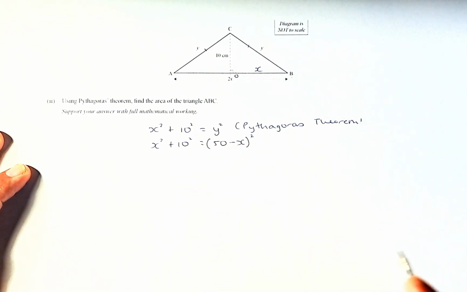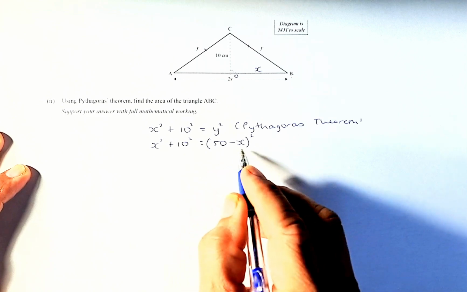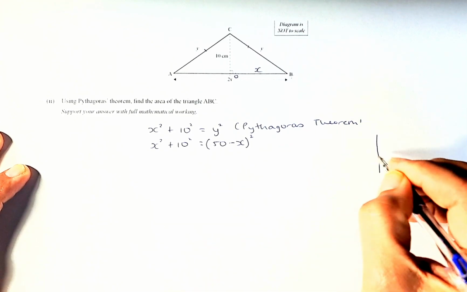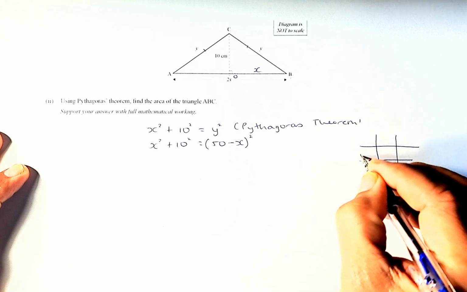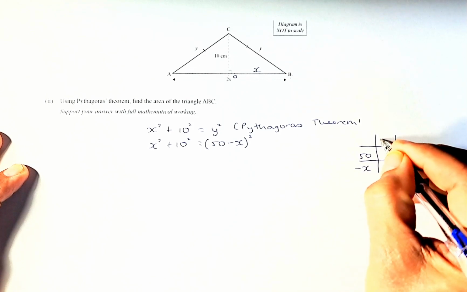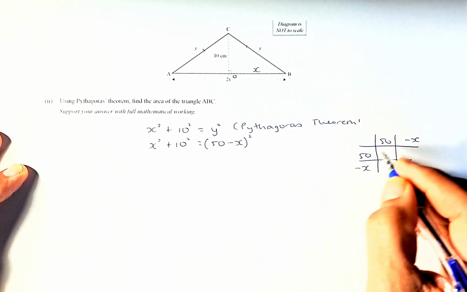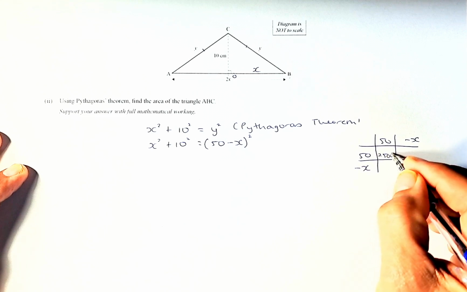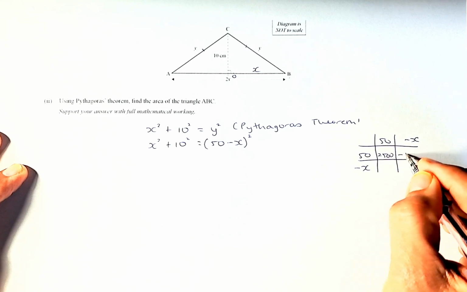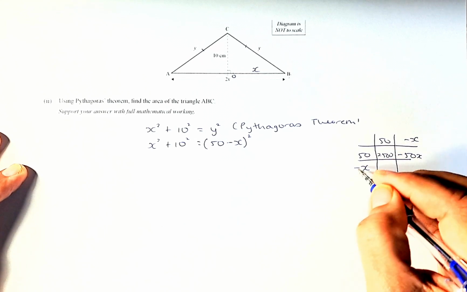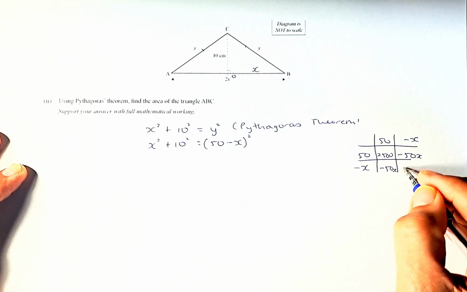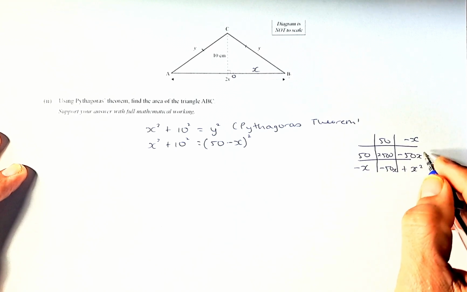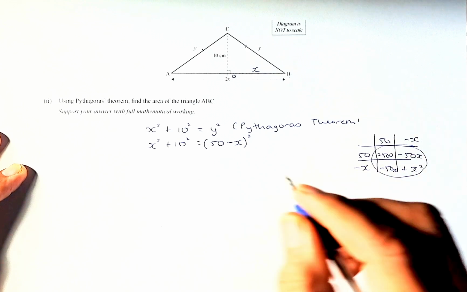What we're going to do now is expand this part of the equation. So we're going to do a grid, that is the most common way to do it because if not, you make a mistake. So it's going to be 50 minus x, 50 minus x. 50 times 50 is 2500. 50 times minus x is going to be minus 50x. The same, 50 times minus x is minus 50x. And then minus x times minus x is going to be plus x squared. So we're going to put everything out into the equation.